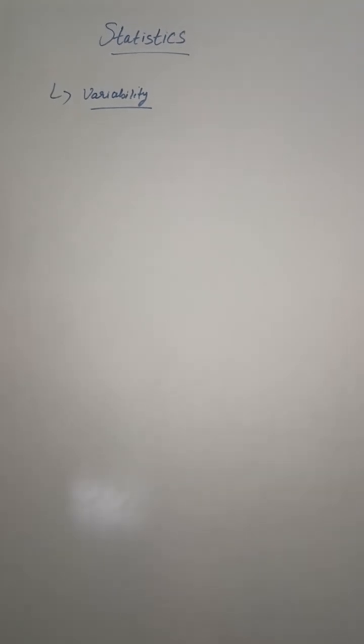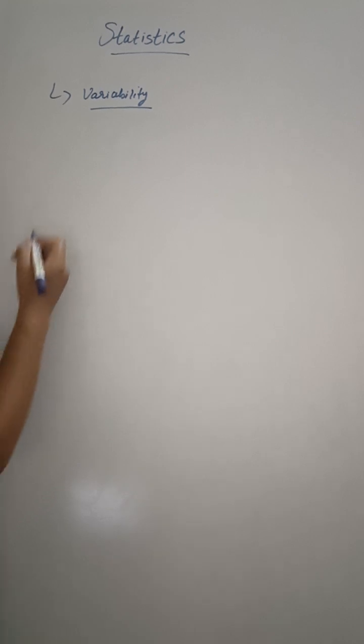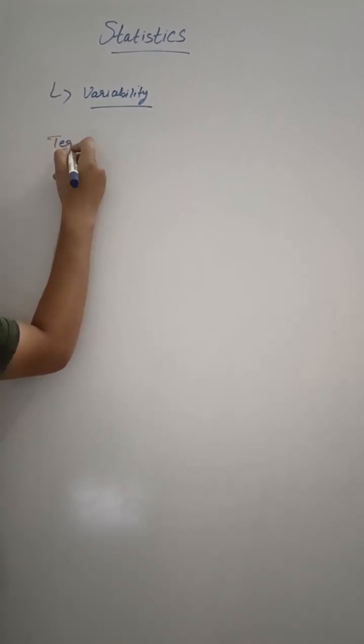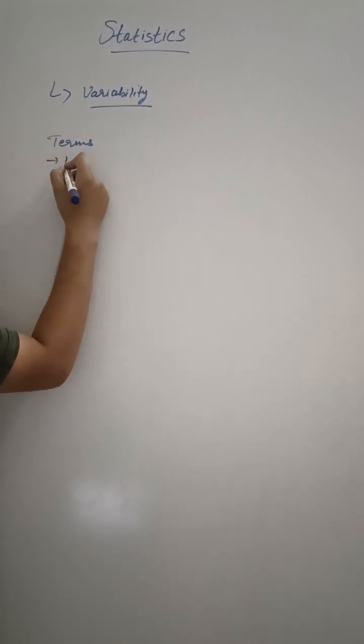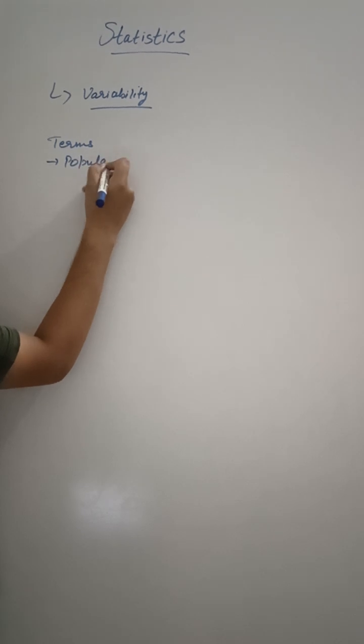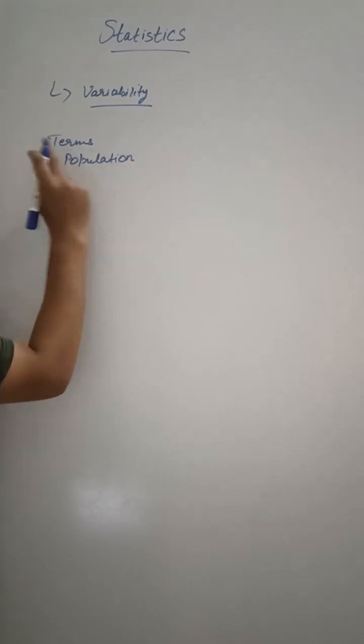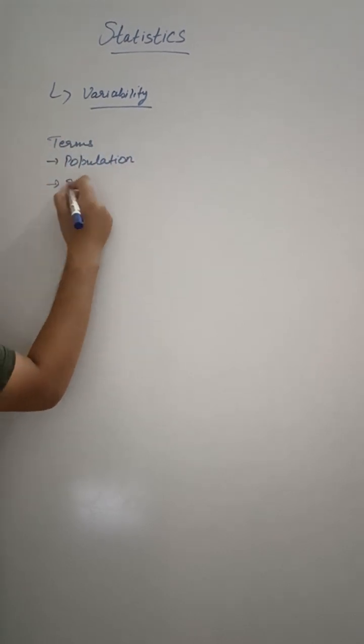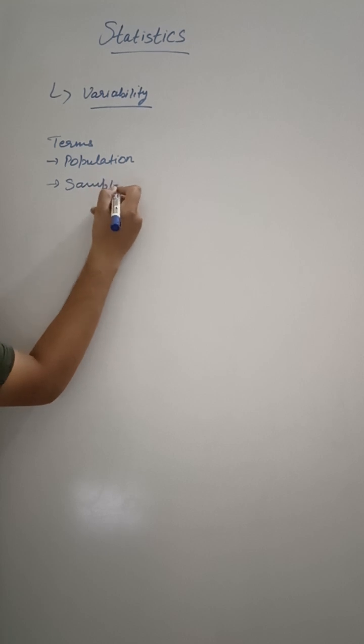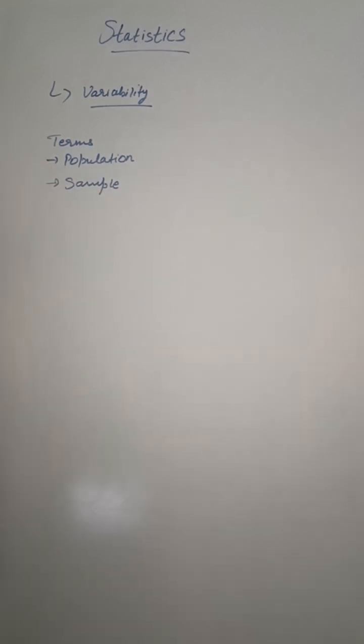And now, since we have studied about variability and where the statistics can be applied, there are a few important terms that we have to remember always. They are population and sample. Whenever we talk about statistics, population and sample are two very, very important terms that we have to always remember. So what is population?